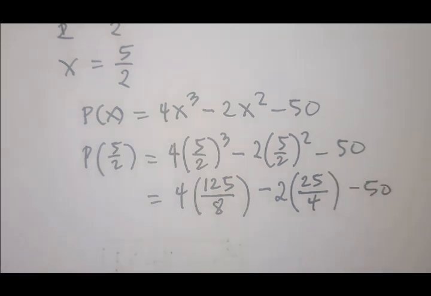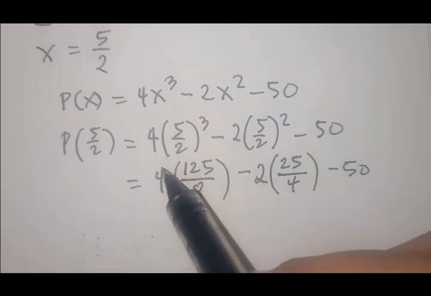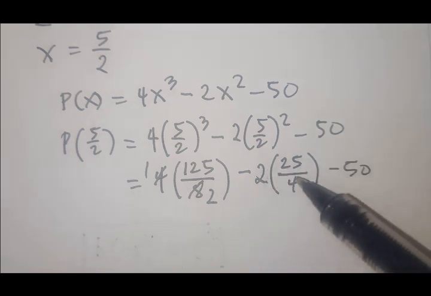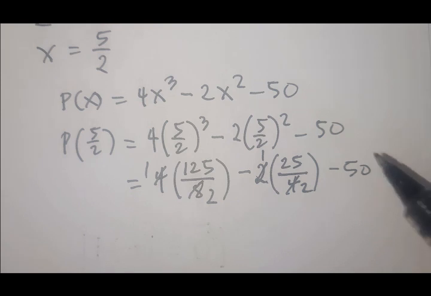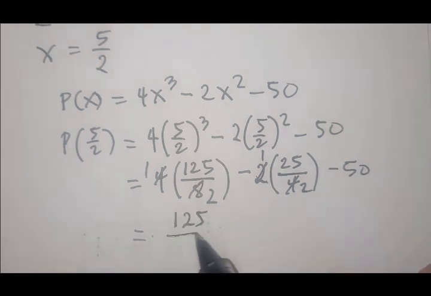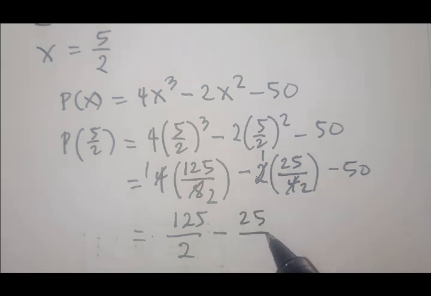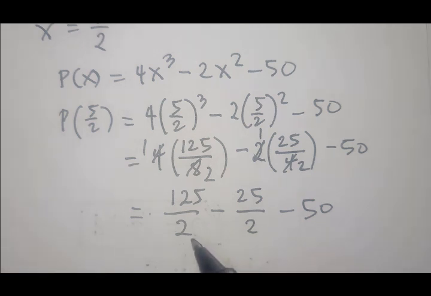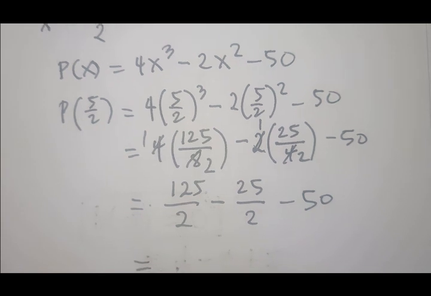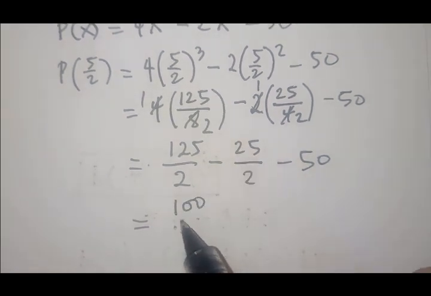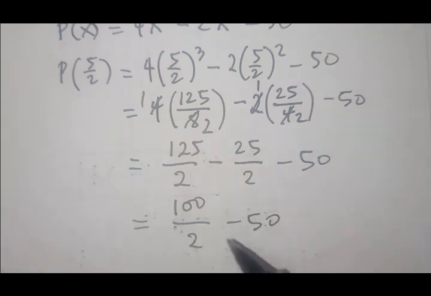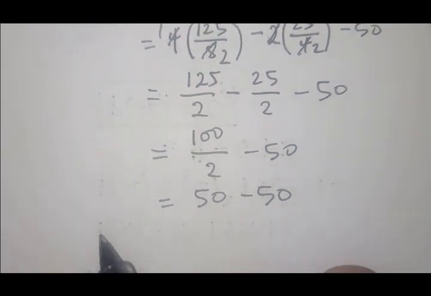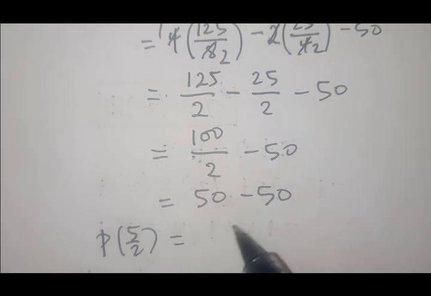So, simplify natin yung mga multiplication process. 4 and 8 are both divisible by 4. It will become 1. It will become 2. 2 and 4 are divisible by 2. It will become 1. It will become 2. So, let us try to rewrite now. We have 125 over 2 minus 25 over 2 minus 50. So, dahil similar fraction sila, parehas yung denominator, subtract natin yung numerator. 125 minus 25 gives you 100 over 2 minus 50. 100 divided by 2 is 50 minus 50. So, the remainder is 0.